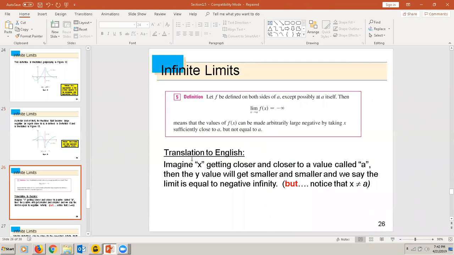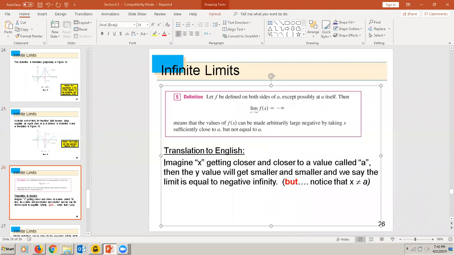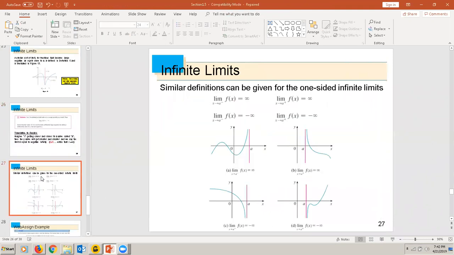Okay. So again, if x is getting closer and closer to some number, call it a, the y value might get smaller and smaller, and so we say the limit is equal to negative infinity. Okay, and you can have the same kind of one-sided approach. In these examples, you'll notice the graph is approaching infinity from either a left side or right side example.